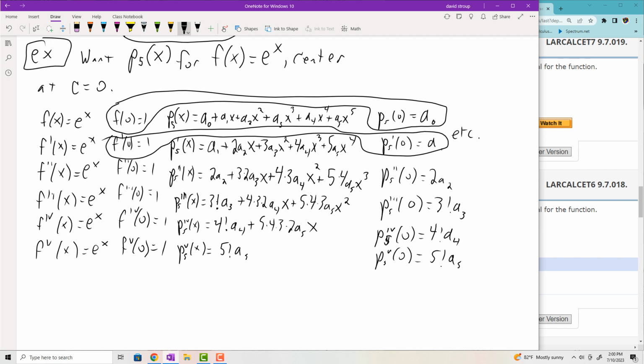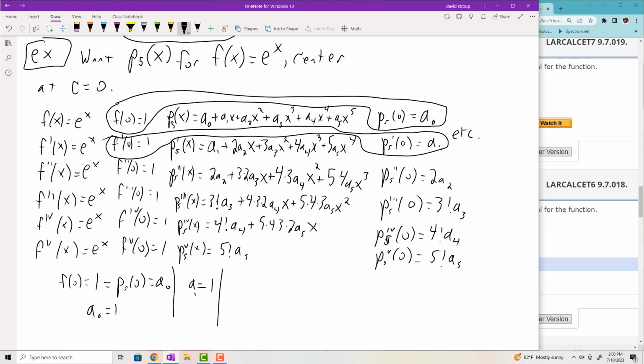Right. Okay, so I have f of 0 is 1, and I want that to equal p sub 5 of 0, which is a sub 0. So let me just cut to the chase. I need a sub 0 to be 1. So I got one of them. Then I need f prime of 0, which is 1, to equal p prime of 0, which is a sub 1. So that tells me that a sub 1 is 1.